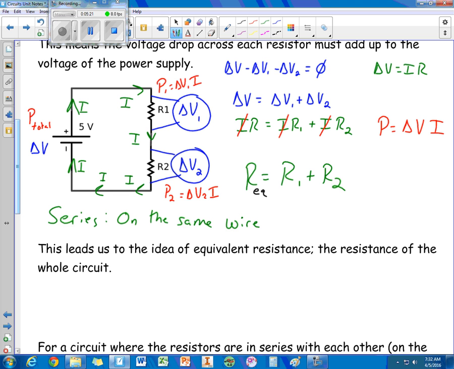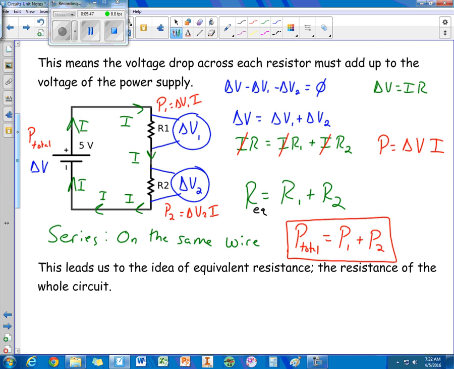And I hope that you can see this. The total power would equal the power from resistor 1 plus the power from resistor 2 added together. So we can take care of all that power as well. And all of this kind of goes with Kirchhoff's first law.